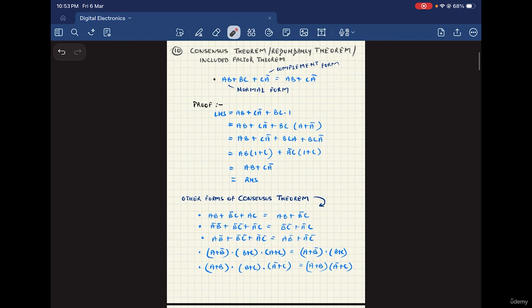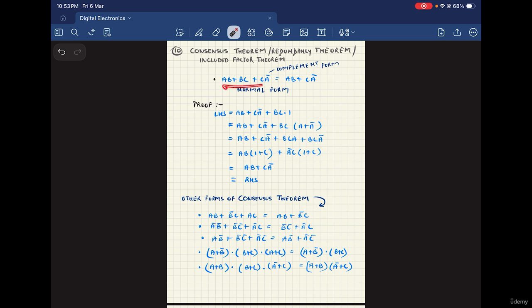You can see that if you have this kind of thing, you have this, right? But let's say you have this kind of thing. Here you can see AB plus B bar C plus BC. Here B is in normal form, this is in complement form, so the remaining one will be removed. So the answer will be AB plus B bar C. This is another form of the consensus theorem.